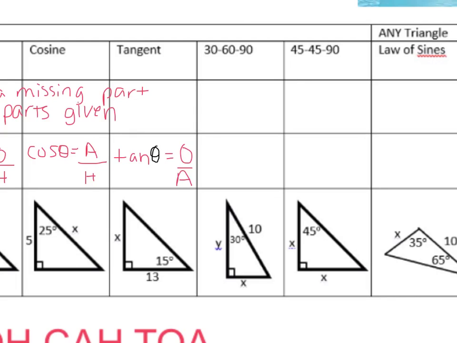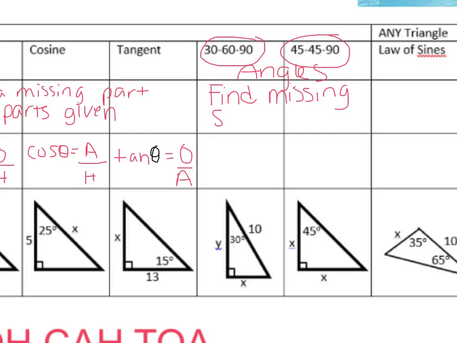Anyway, so 30, 60, 90. These are all the angles. So these are only used to find missing sides. That's it. Kind of like the Pythagorean theorem. And you're only given one side.